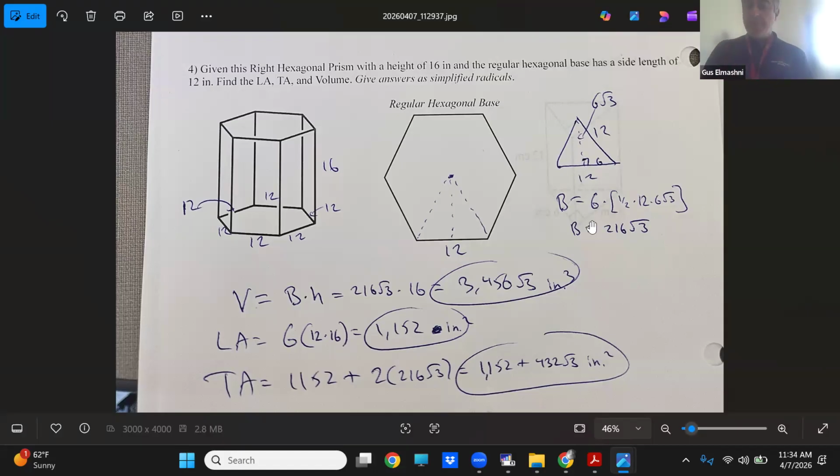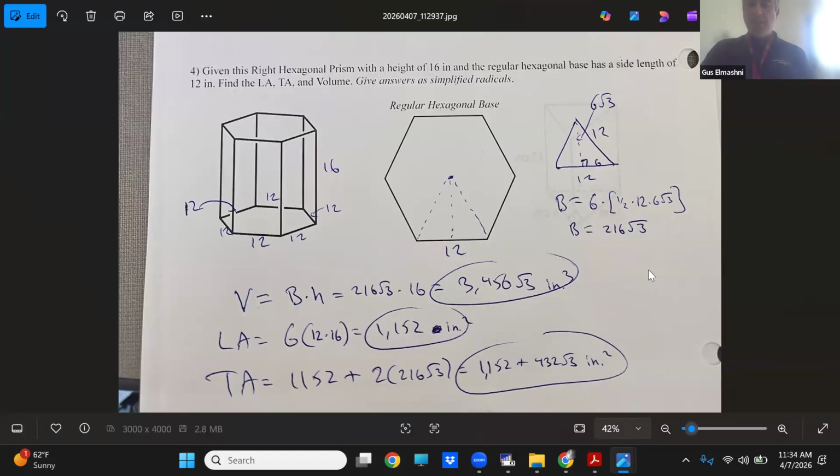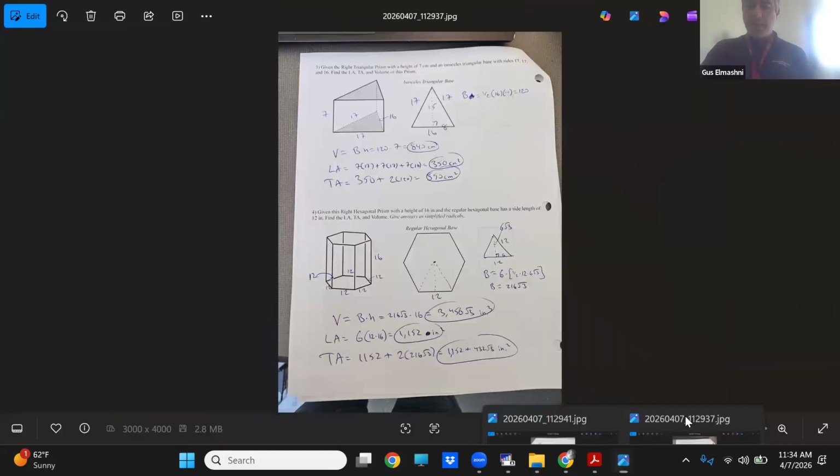For the lateral area, you have 6 faces. They're all rectangles. You can find the perimeter if you want, or just do 6 times 12 times 16. And then, of course, add the lateral area to twice the base. You would get that.